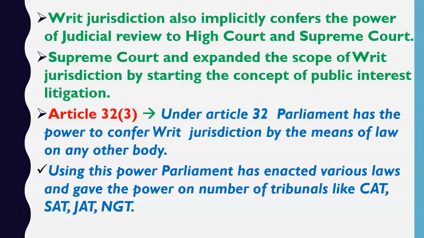But before issuing a writ, what does the Supreme Court have to do? The Supreme Court has to review the action of the legislature or executive. It means writ jurisdiction indirectly provides the power of judicial review to the High Court and Supreme Court. Now friends, the Supreme Court has expanded the scope of writ jurisdiction by starting the concept of public interest litigation.